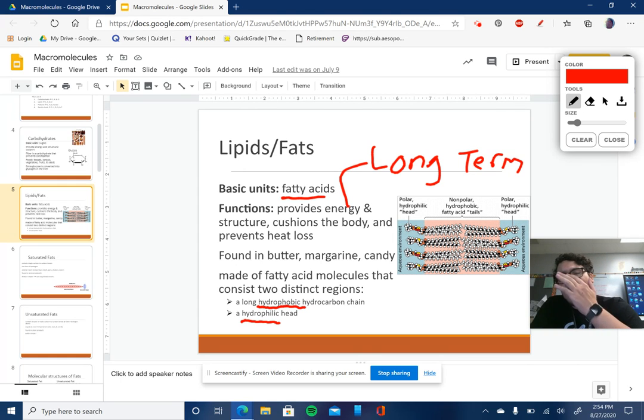What foods are going to be high in fat? This is a super short summary. There's a better slide coming up that describes this, and I'll show you guys. But it's going to be found in things like butter, margarine, processed foods like candy. So that's a couple of things that we observe.